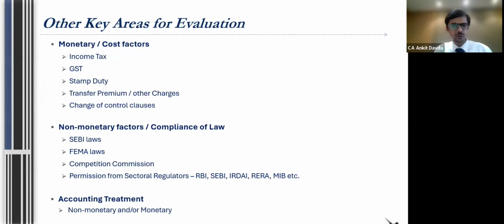On the non-monetary factors, you have SEBI laws. If there is a listed company and there is a merger of wholly owned subsidiaries, there are SEBI regulations which you need to duly comply with.